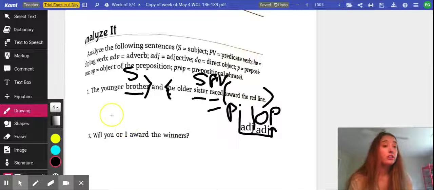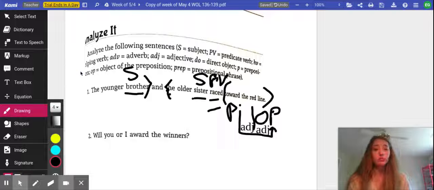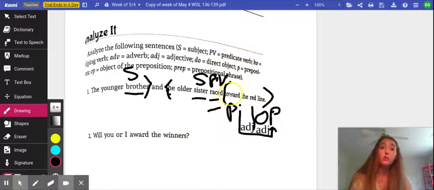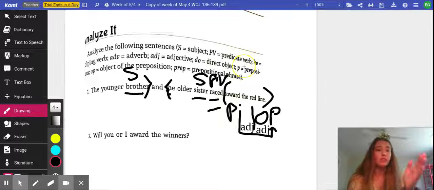Now, we are going to see what the rest of the words do in the sentence. We've got the younger, the older. Okay, we do not have a DO, and we cannot just see that because there's not an extra word after the PV, or predicate verb, but also you could ask yourself, is there something that brother and sister raced? No, they raced toward the red line, but they didn't race something or someone.